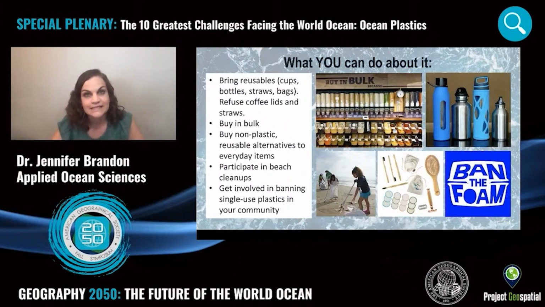Probably the easiest one that you've probably heard about is bringing reusable cups, bottles, straws, and bags everywhere you go, and refusing things like coffee lids and straws when you have forgotten your reusables. You can also buy in bulk. When you're at the grocery store, not buying everything plastic lined, but actually buying things in bulk can really reduce your plastic footprint. You can buy non-plastic reusable alternatives to many everyday items.